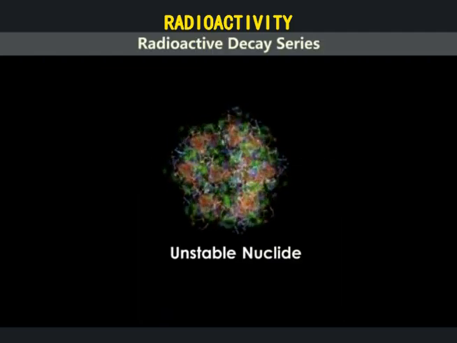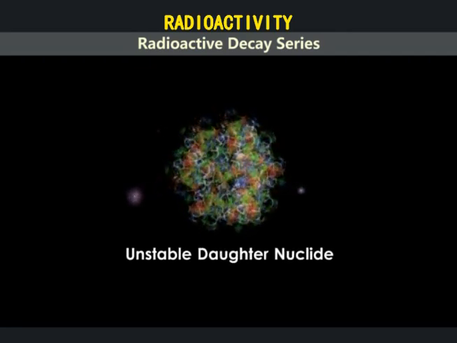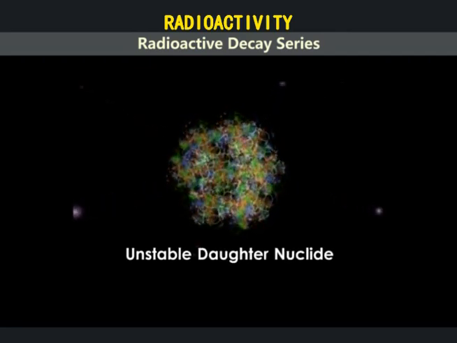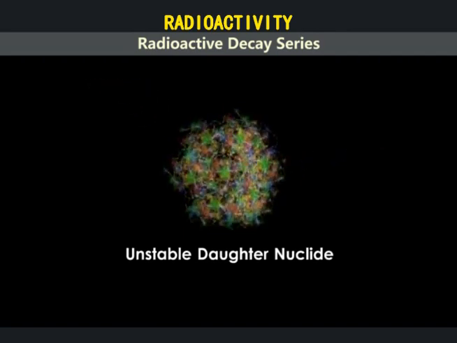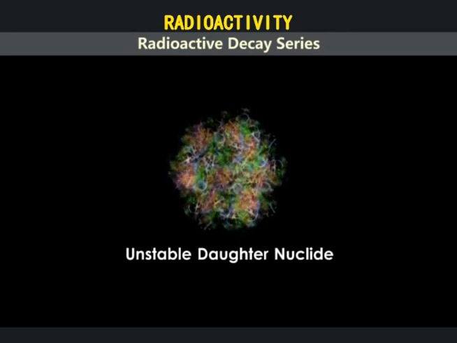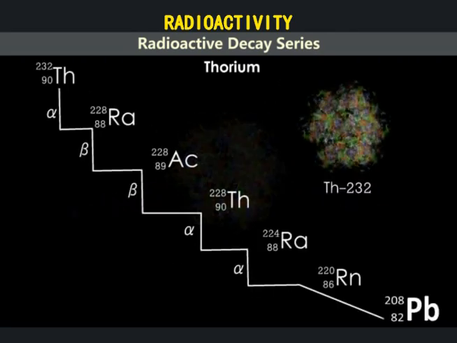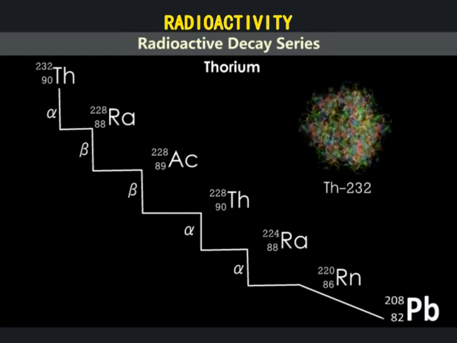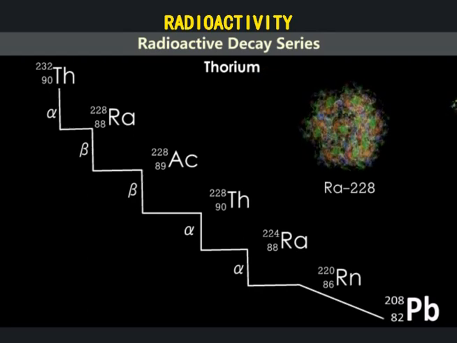Sometimes, a radioactive decay may result in a new nuclide, which is also unstable. The daughter nuclide will thus undergo another decay until a stable isotope is obtained. This is called a decay series. For instance, thorium-232 is unstable. It undergoes alpha decay to form radium-228.